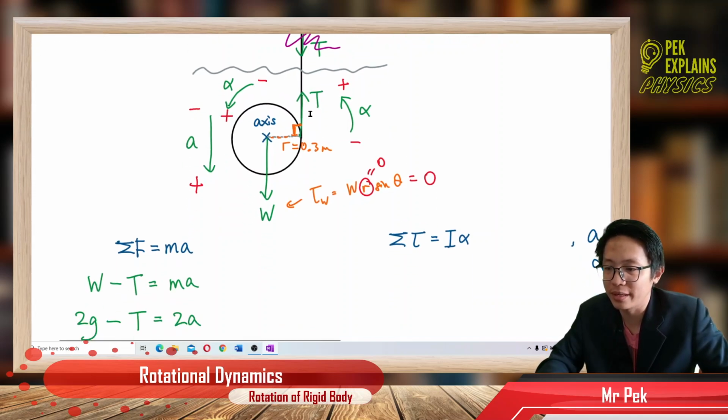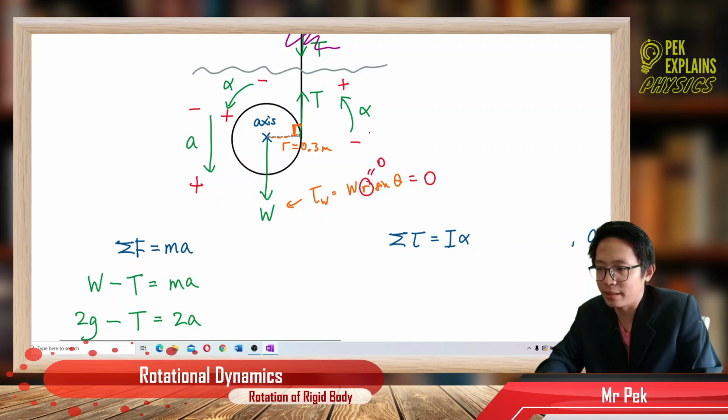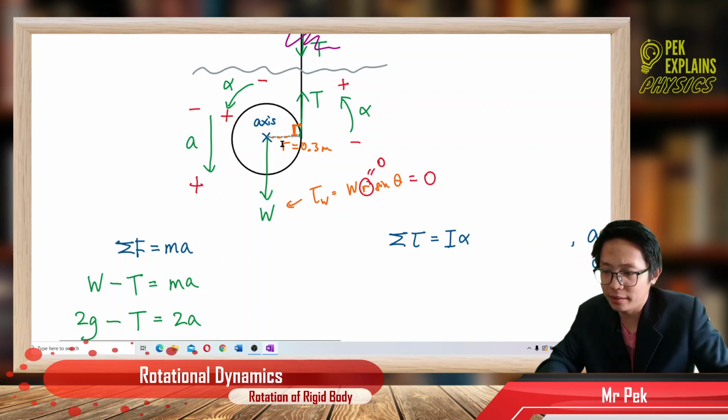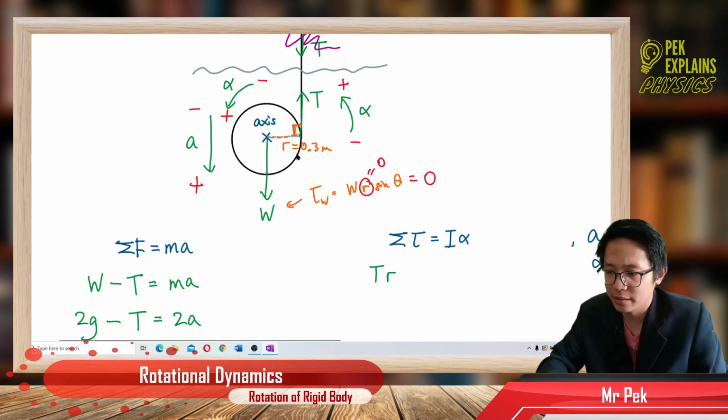So straight away the answer is T times R. Or you can say it is T times R sine 90. Sine 90 equals 1, right? So you don't have to write the sine 90, never mind.